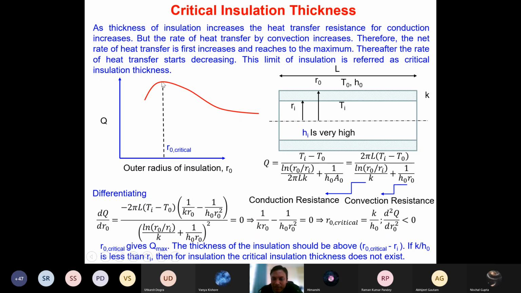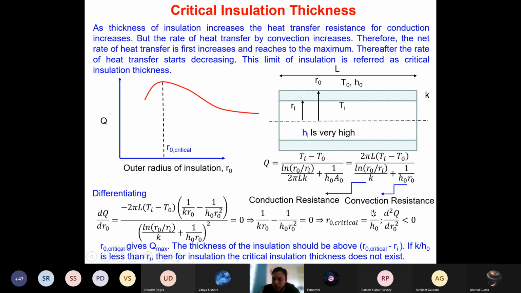Does it make sense? So what will I do? I will differentiate this, dQ by dR0, and equate to 0. If I do that, what I'm going to get is 1 upon kR0 minus 1 upon h0 R0 squared equals 0. So R0 critical is k by h0. Again, if you differentiate this equation twice, you will get a negative term, which means this R0 critical corresponds to the maxima.